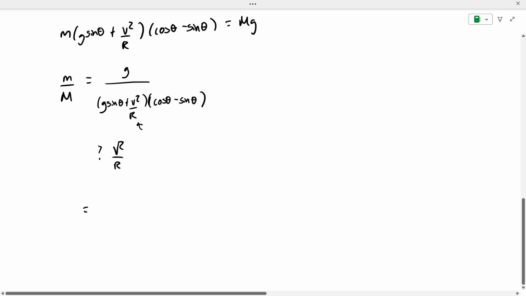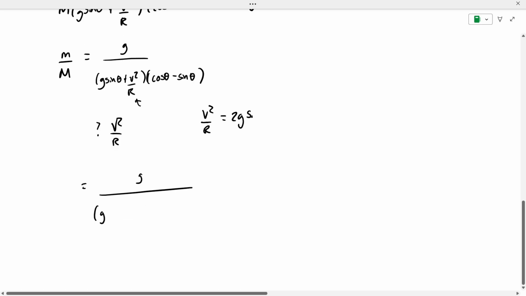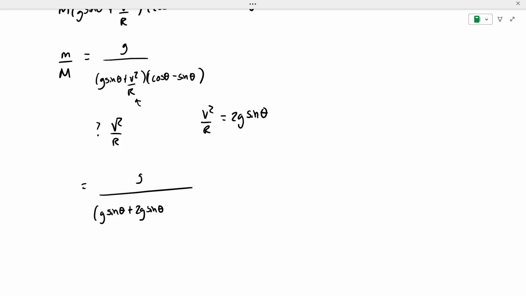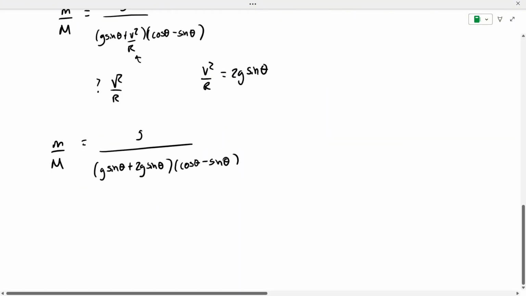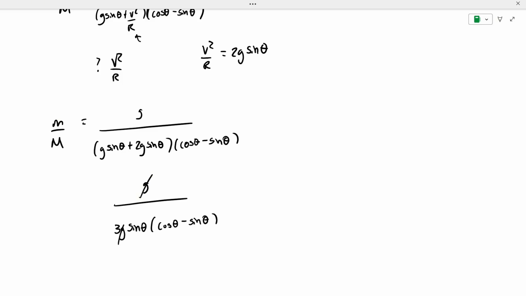So then what we can do is plug in for what we get for v squared over r, as we just found. Okay, so g sine theta plus 2g sine theta, and then cosine theta minus sine theta is going to be the m over m. Alright, fine, and then let's simplify this out a little bit. This is going to be 3g sine theta, and then this is going to be cosine theta minus sine theta, and then these g's cancel.